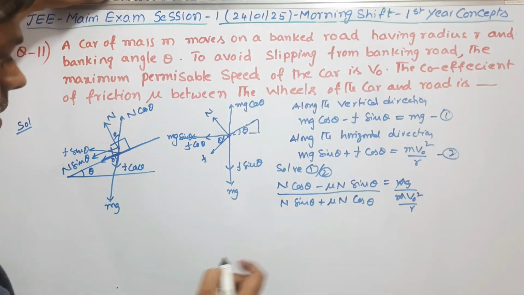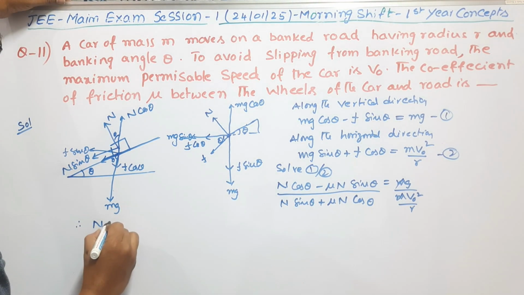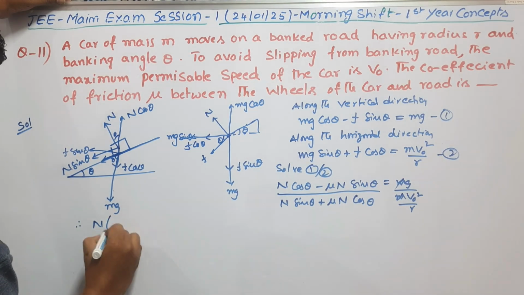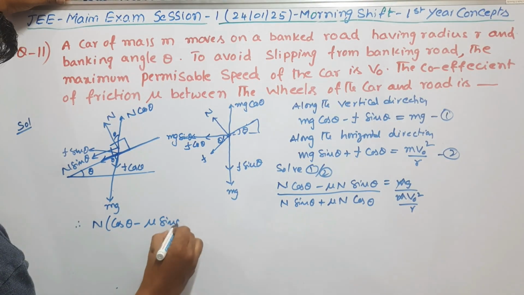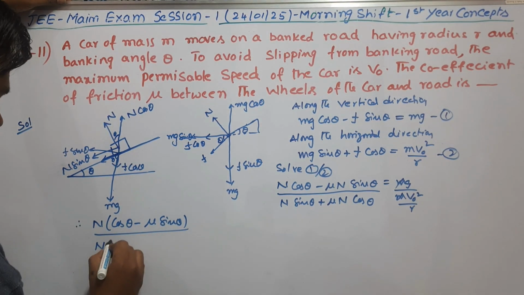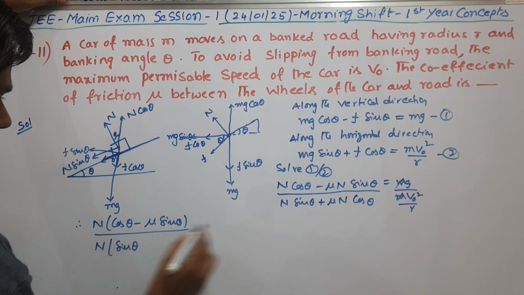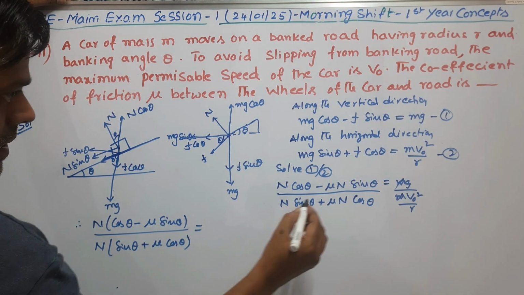Now simplify this equation. From this one you can take N common: N into cos theta minus mu sin theta, by N into sin theta plus mu cos theta, is equal to what?